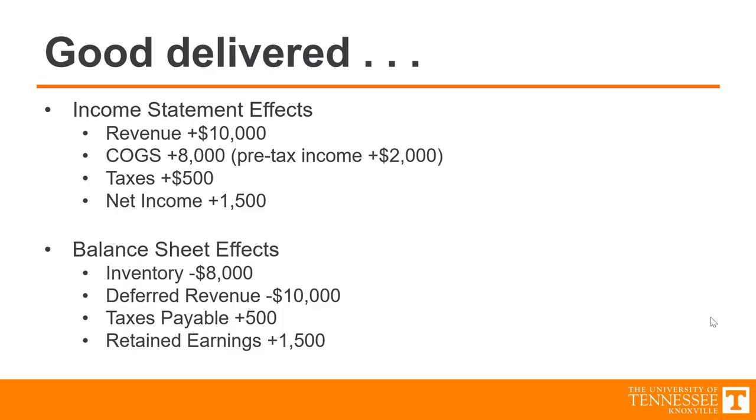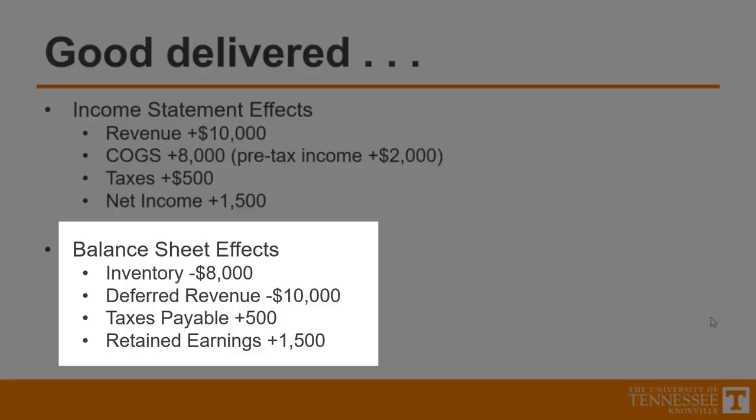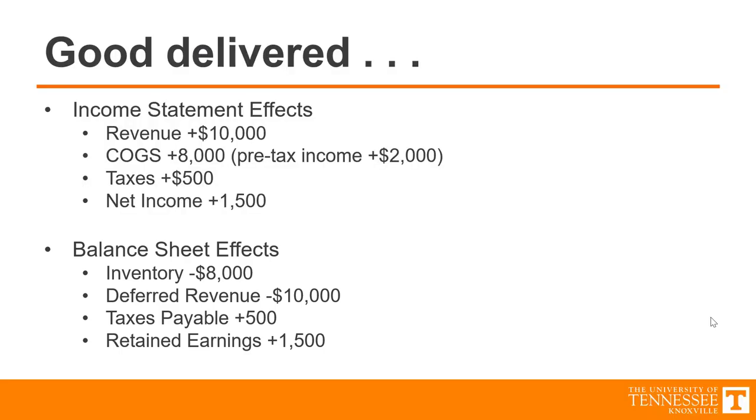On the balance sheet side of things, inventory will decrease by $8,000. Our deferred revenue will go away now, so we're going to unwind that liability. It'll be down by $10,000. Taxes payable will be up $500, and the retained earnings will be up by $1,500. So let's look and see what the asset side of things and the liability side of things is.